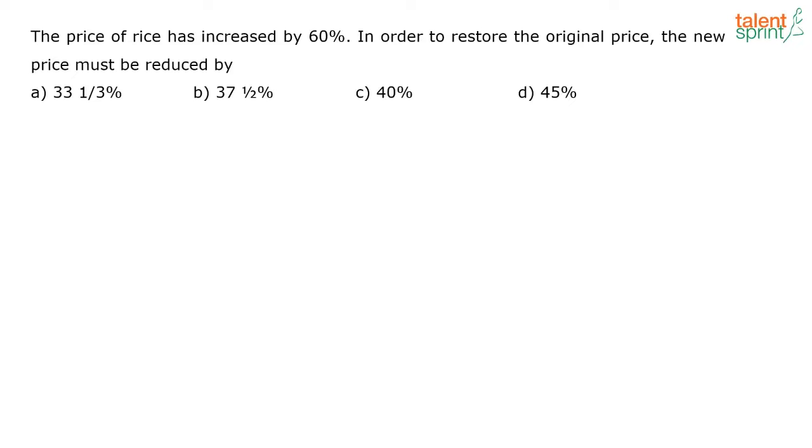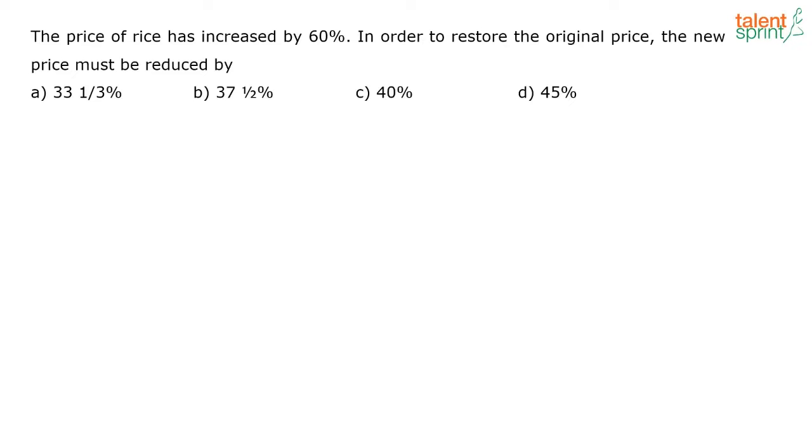See, you can assume that the price of rice is 100 rupees. Now the price has increased by 60%, meaning it has become 160. So by how much should I reduce it, so that in order to restore the original price, the new price must be reduced by what? So one approach is using numbers, right? Take the initial price of rice as 100, it increases by 60%, meaning it becomes 160, and so on. That is one way of approaching these questions.